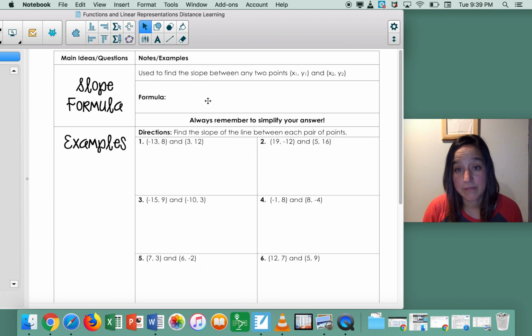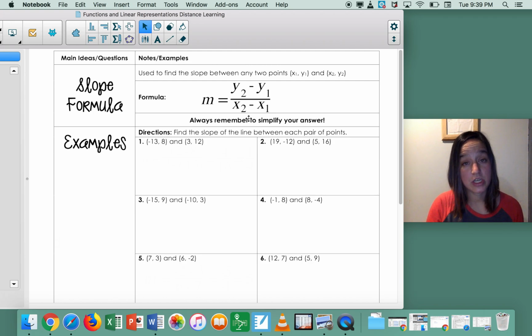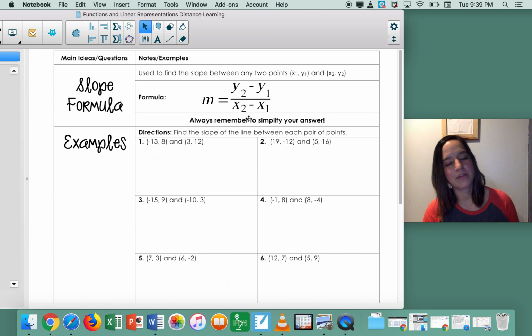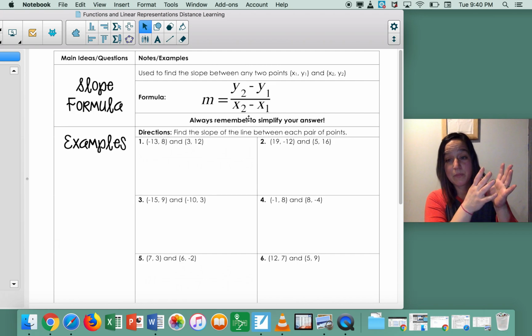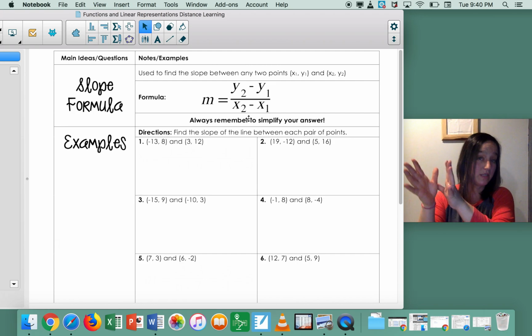Well, I use the formula, which we talked about, which is the change in y over the change in x. Now, my change in y is y2 minus y1 over x sub 2 minus x sub 1. And we just have to remember that the 2's and the 1's don't really mean anything other than the 1's come from this pair and the 2's come from this pair.